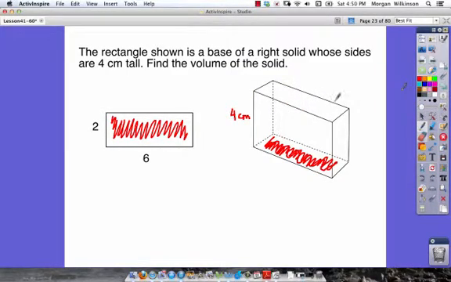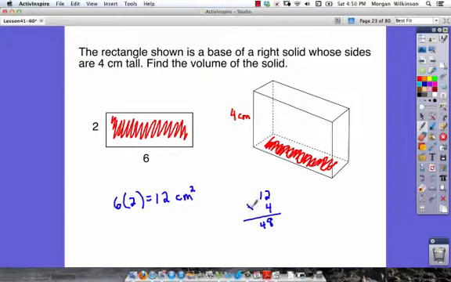Let's do that. So the area of the base, well, we know the area of a rectangle is length times width. So we're going to get 6 times 2, that's equal to 12 square units, or in this problem, square centimeters, centimeters to the second power. Now we've got the area of the base. With a right solid, we need to multiply that by the height, and the height is 4. So 12 square centimeters times 4. 12 times 4 is going to be 48.